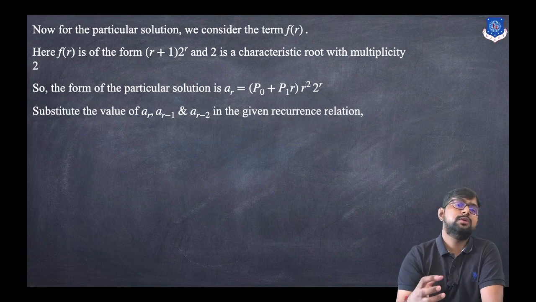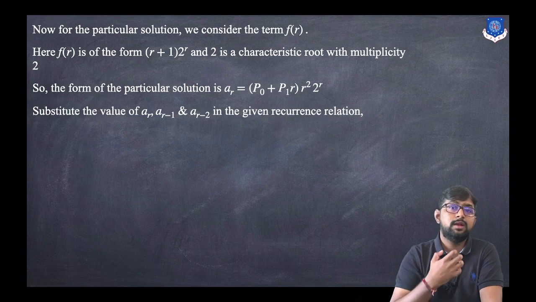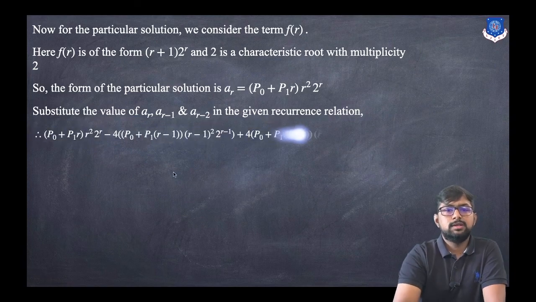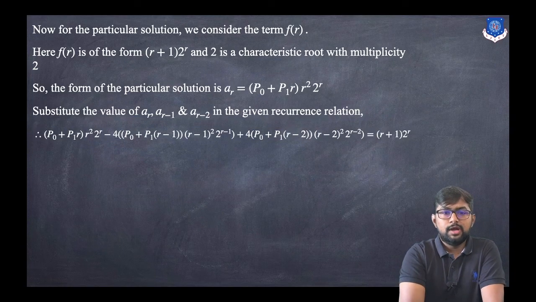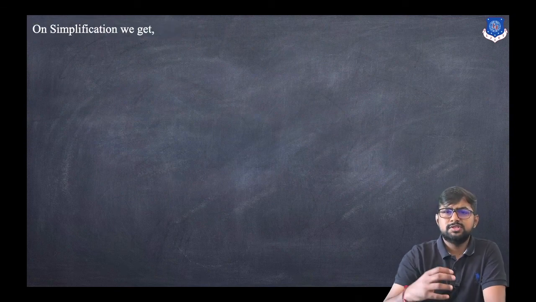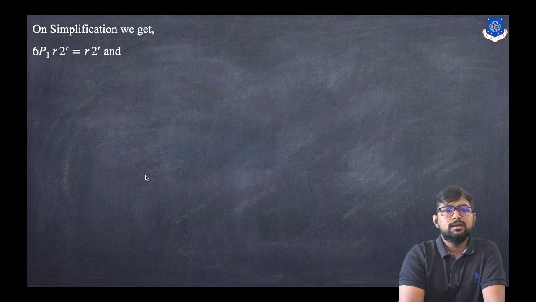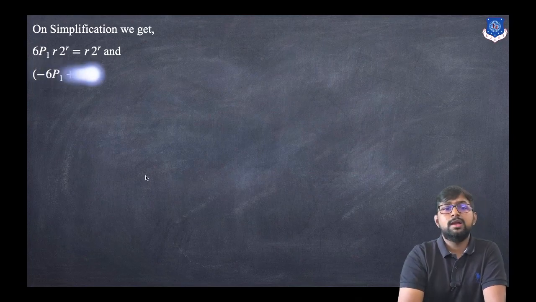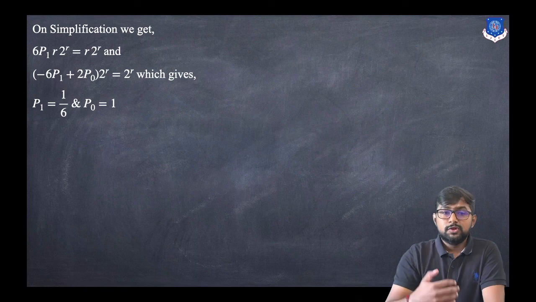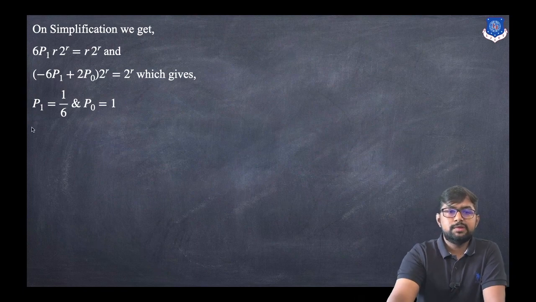So now substitute the values of a_(r-1) and a_(r-2) in the given recurrence relation. So we will get this type of equation. Now just open the brackets. On simplification, I am just doing it directly, we will get 6p1 times r times 2 raised to r equals r times 2 raised to r. In the same manner, from the second equation, on solving these two equations we will get p1 equals 1 by 6 and p0 equals 1.